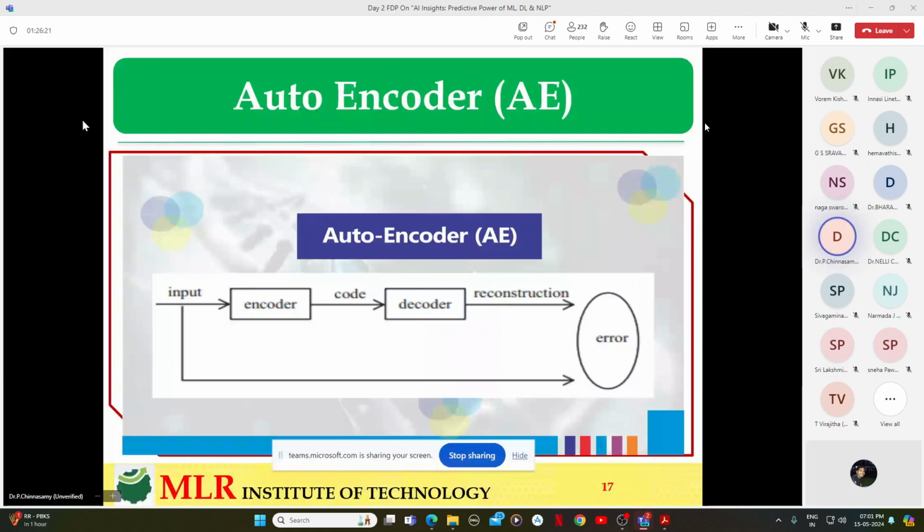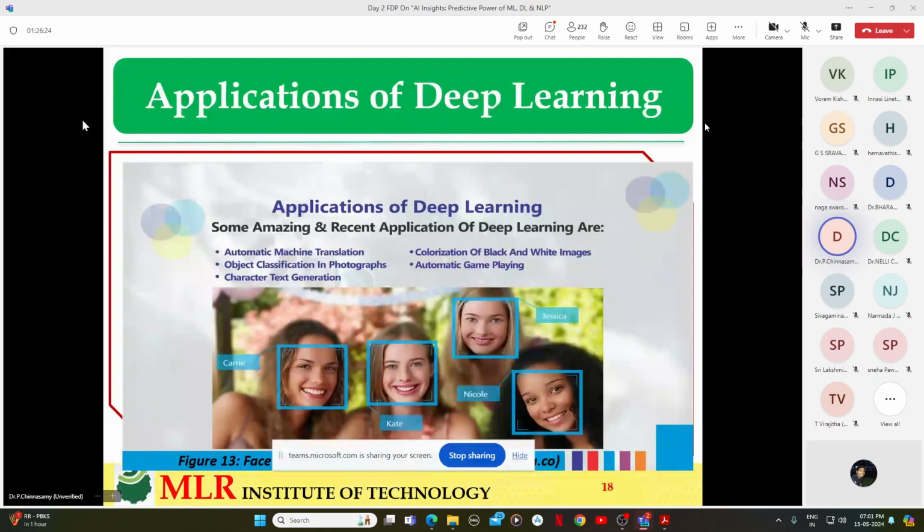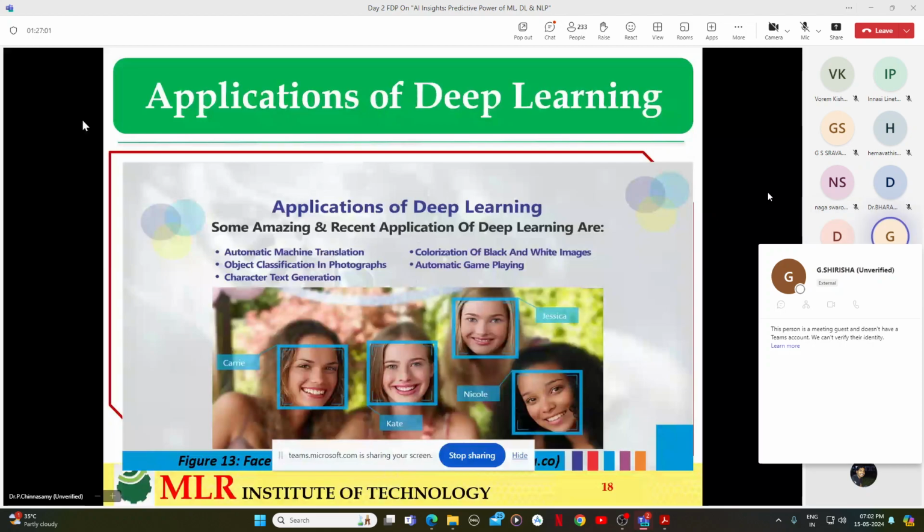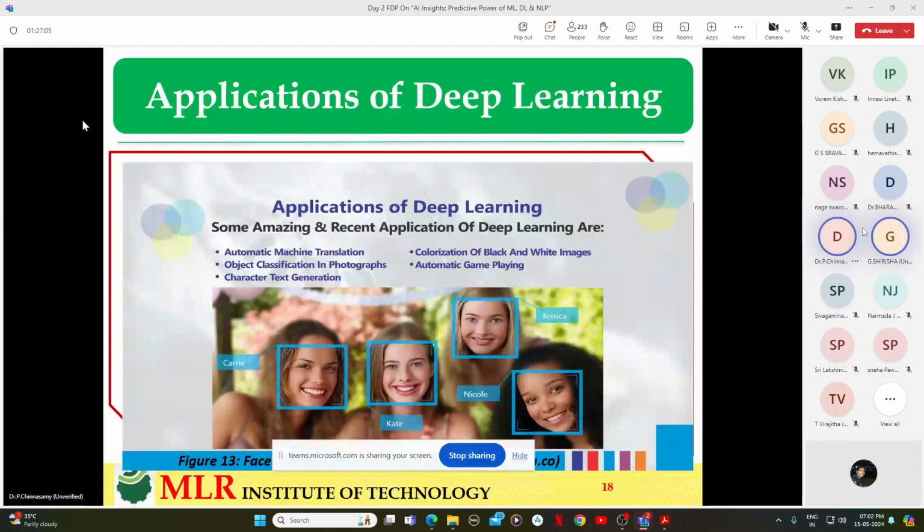Coming to the next topic of today's session, applications of ML. We all know that machine learning and deep learning have a variety of applications. The first and foremost application of DL is facial recognition. Not only facial, we also have automatic machine translation, object classification, character generation, automatic game playing.